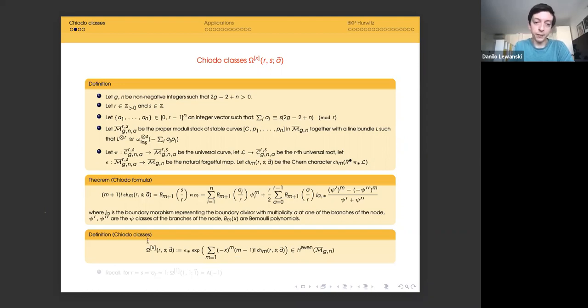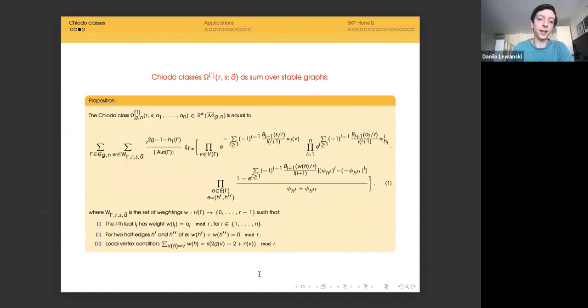And so I want to define Chiodo classes as the pushforward of the formal exponential of the sum over m of the Chern character c_m with these parameters. And then I just insert here x to the m as a degree parameter, something formal. And then this is the example we've seen before. If all the parameters are equal to 1, then the Chiodo class 1, 1, 1, 1, 1 is just lambda of minus 1.